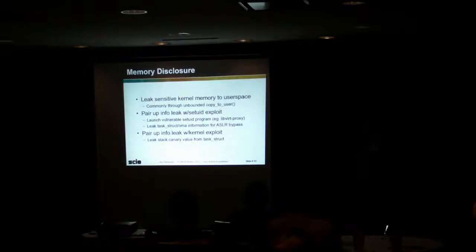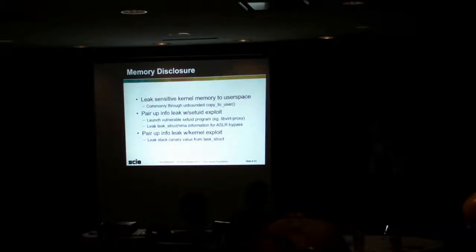Of course, there's also things that don't necessarily result in actual privilege escalation immediately. Memory disclosure is one of the, I'd say, underrated bug classes in the Linux kernel. What we can do is actually leak sensitive kernel memory back to user space, and this is most commonly done with an unbounded copy_to_user operation, which is in charge of taking memory from kernel space and copying it, hopefully safely, to user space.